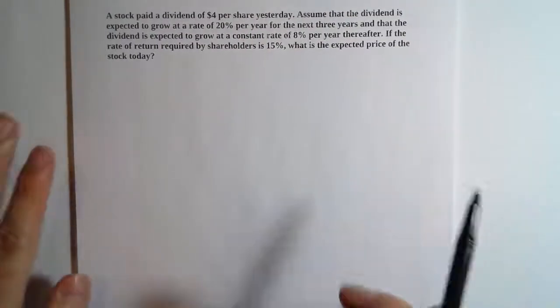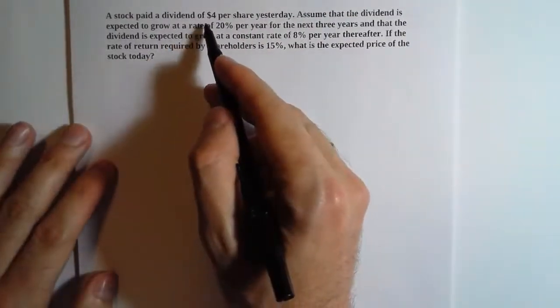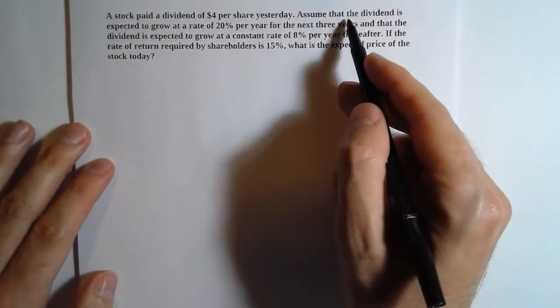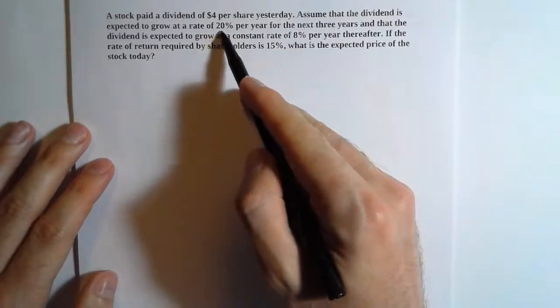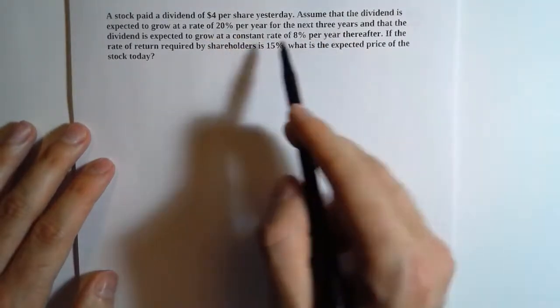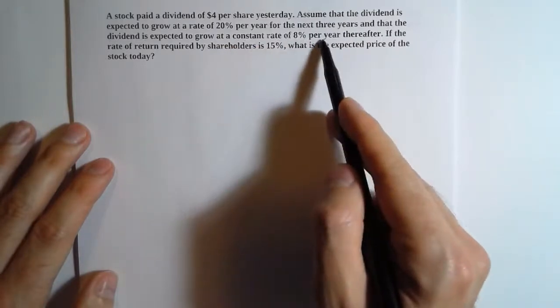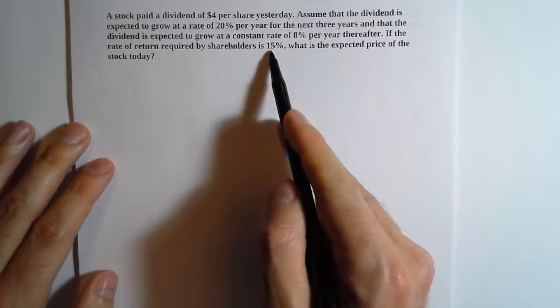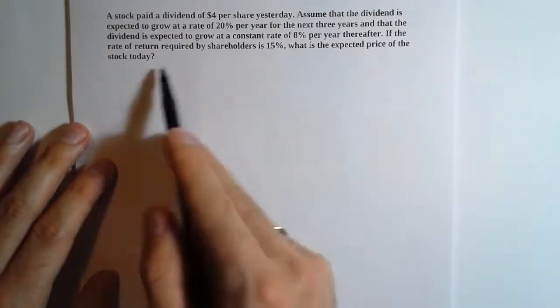In this case, we have a stock that paid a dividend of $4 per share yesterday. We are to assume that the dividend is expected to grow at a rate of 20% per year for the next 3 years, and that the dividend is expected to grow at a constant rate of 8% per year thereafter. If the rate of return required by shareholders is 15%, what is the expected price of the stock today?